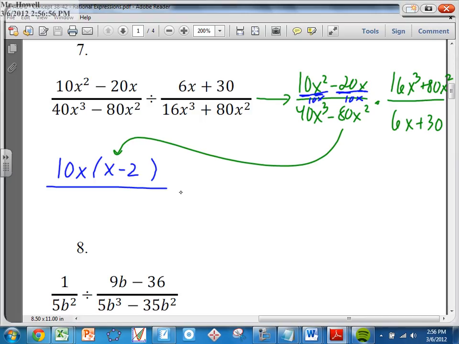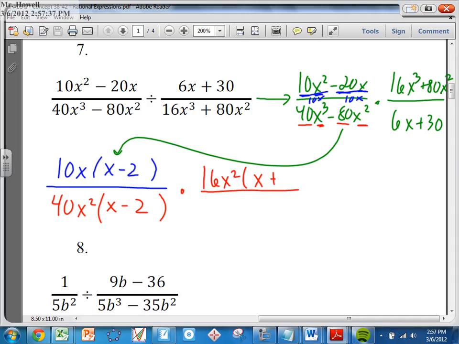In the denominator, what's my GCF here? 40x squared. Good. There's a 40 in both, and there's x cubed here, but there's x squared here, so there's only x squared in both. There's not x cubed in both. So I start with a 40x squared, and look what's left. X minus 2. Wow, that's pretty convenient, isn't it? Next, on the right-hand side, what comes out of 16 and 80? 16 does. That's the tough one. 16 goes into 80 five times. And you notice that there's x cubed and x squared, so at least x squared is going to come out. So I take a 16x squared out, I'm left with x plus 5.